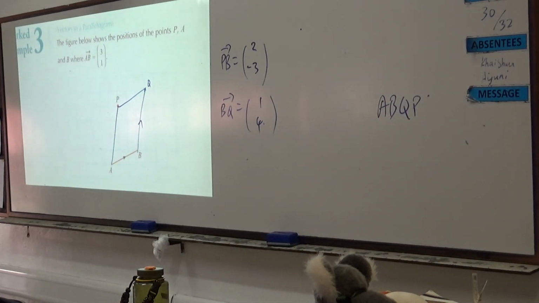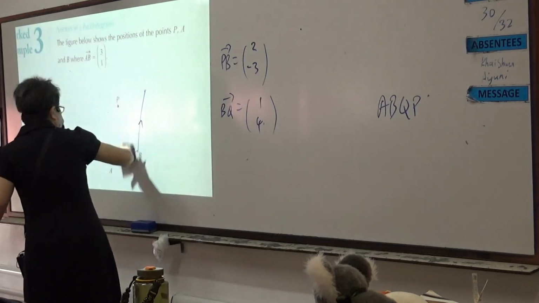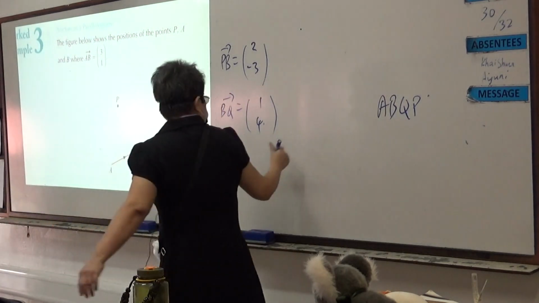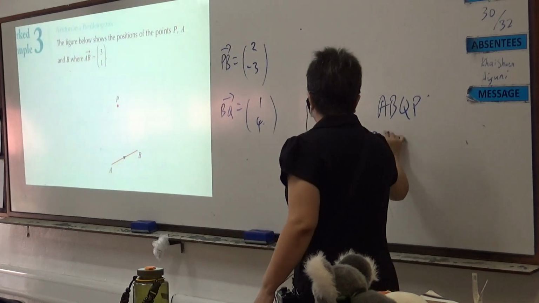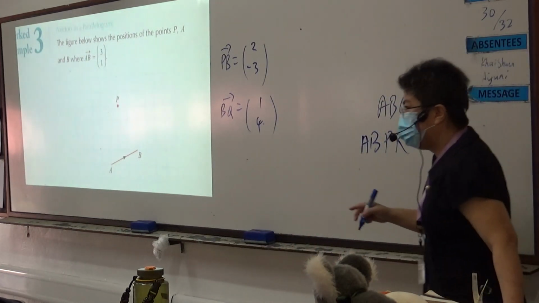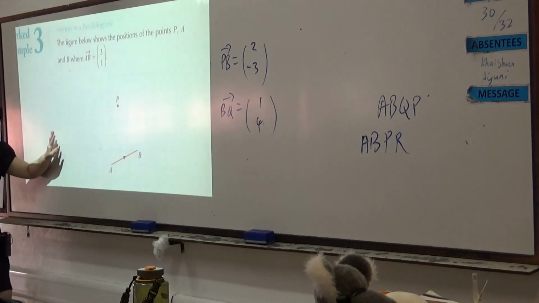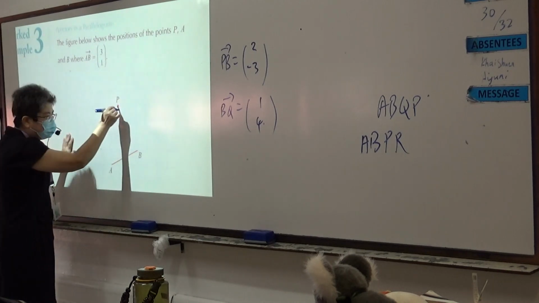Now next part, part 3. R is a point such that ABPR is a parallelogram. Express PR as a column vector. Now, I'm going to clean up again, because if not, it's going to confuse people again. Now, it's ABPR. It's a parallelogram. I told you it must go one round, right? So, ABP, that means R must be somewhere here already. Agree, class?